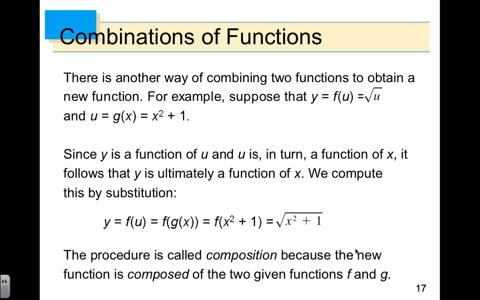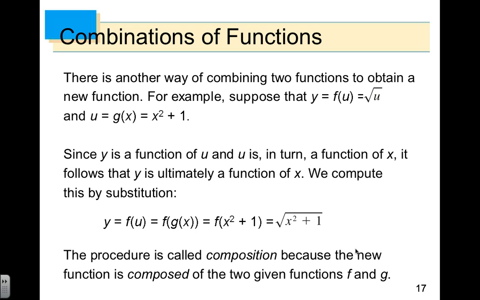There's another way to combine two functions to obtain a new function. For example, suppose I have y equals f of u, which is the square root of u, and u equals g of x, which is x squared plus 1. Since y is a function of u, and u is in turn a function of x, it follows that y is ultimately a function of x. So we compute this by substitution.